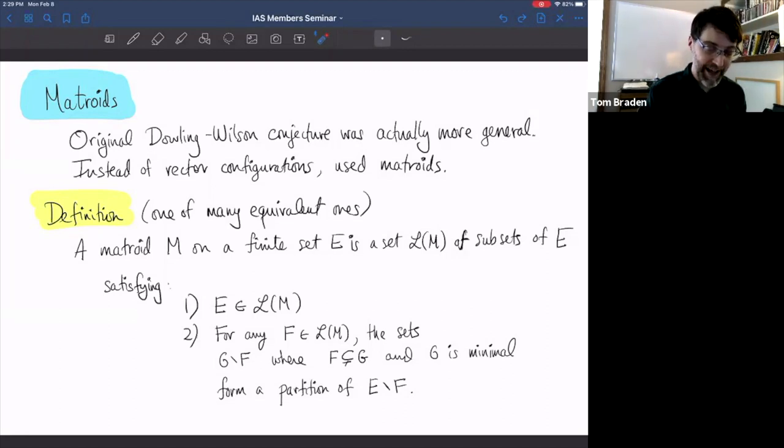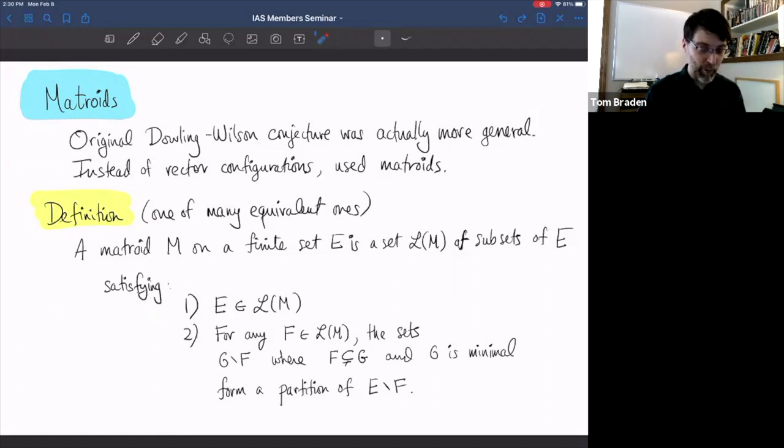So a matroid on a finite set, which is basically the indexing set of your vectors, is a collection of subsets of your finite set. First of all, the whole set has to be a flat. These are going to be the flats. The whole collection has to be allowed. And then for any flat, if you take all the elements that are one step above that flat, that contain your flat but are not equal to it, and there's nothing in between, then the elements you've added to get those form a partition of all the elements that you could add. So each element occurs in exactly one of those minimal covers of F. It turns out that it's a good exercise in linear algebra to convince yourself that that's actually true for vector configurations.